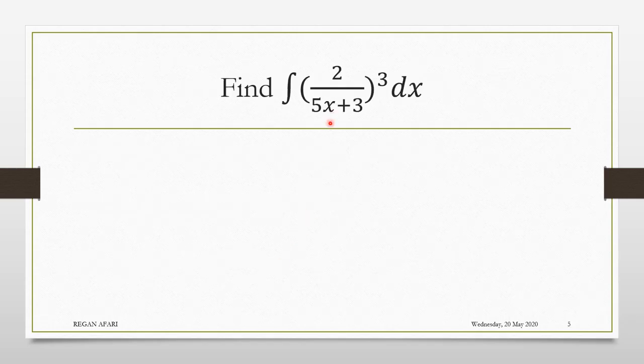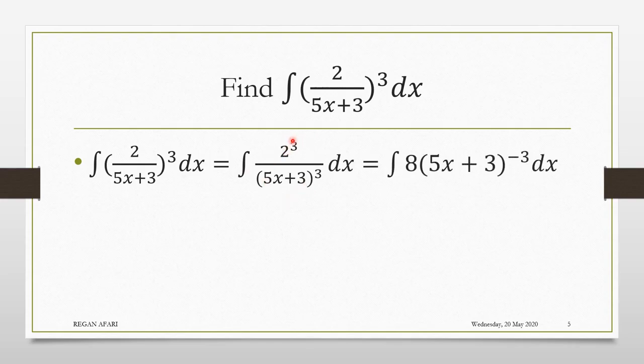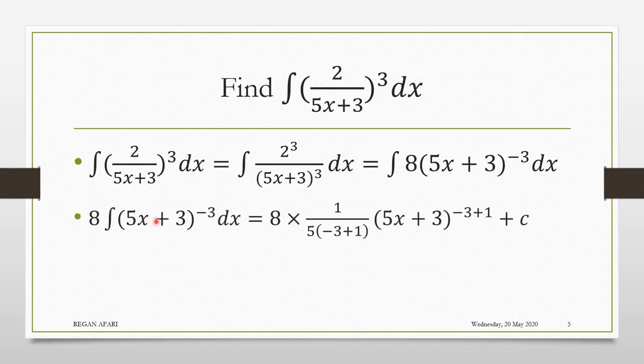Now we have this. When you have 2 over (5x plus 3) all raised to the power 3, what this means is that the numerator is raised to the power 3 and the denominator is raised to the power 3. Now the numerator raised to the power 3 means 8. That is the 8 we have here, and we can employ our knowledge of indices to write it this way, so that we can easily add the 1. So we put the 8 out like this. Then we have something like this.